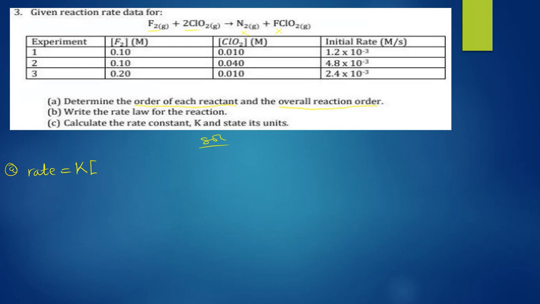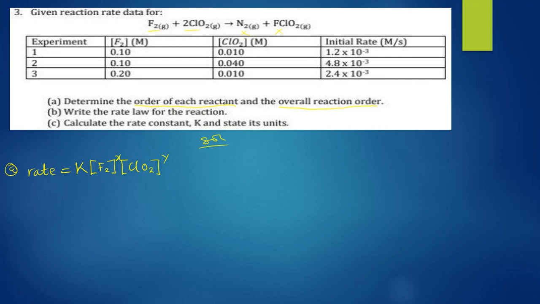So what are the reactants there? We have fluorine, and we also have chlorine dioxide. And then this must be raised to X and Y, where these X and Y are the orders with respect to these concentrations. So X is the order with respect to fluorine concentration, and Y is the order with respect to chlorine dioxide. In some other books they use A and B, so it depends on the one you want to use. For me, I am familiar with X and Y.